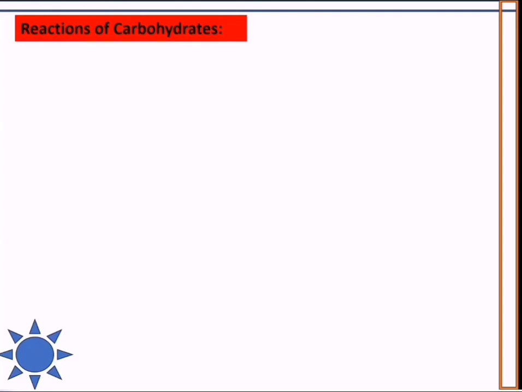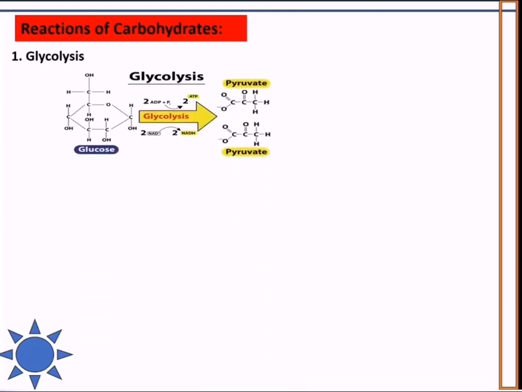Now let's look at the reactions of carbohydrates. Carbohydrates, as fundamental biomolecules, engage in a wide array of reactions. One of them is glycolysis. Glycolysis is a central metabolic pathway that involves the breakdown of glucose, that is monosaccharides, into smaller molecules such as pyruvates.